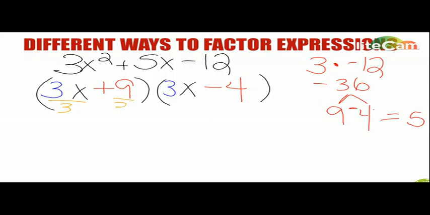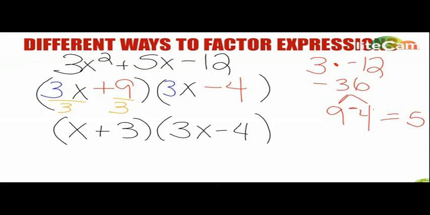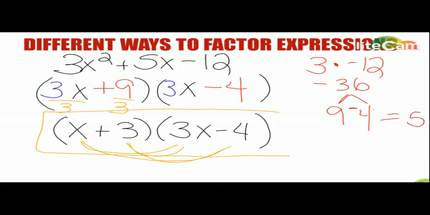All right, if I divide a 3, then I get x plus 3 and 3x minus 4. That's a 3x squared. A negative 4x and a 9x will make 5x. And that 3 times negative 4 will make a negative 12. This one is good to go.